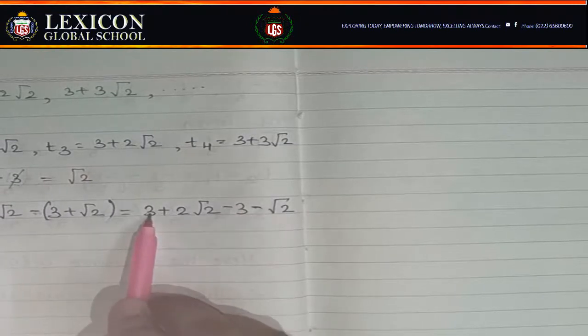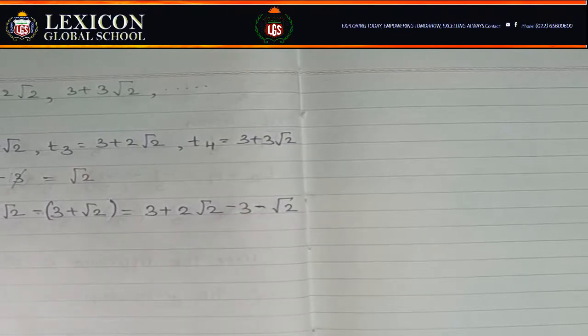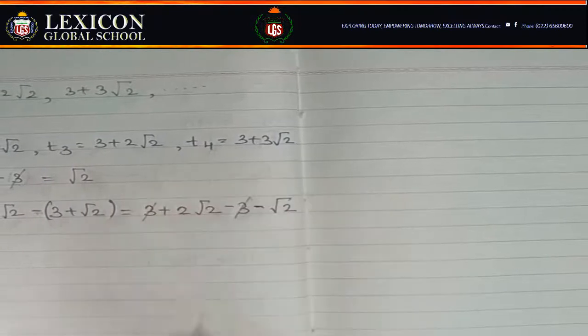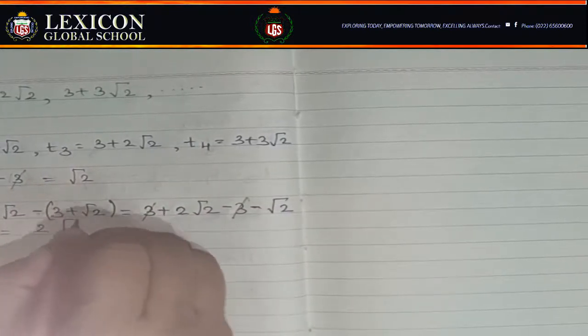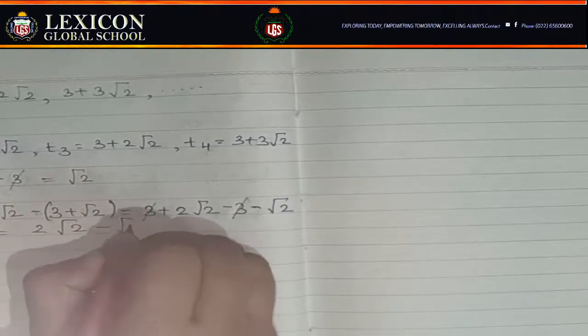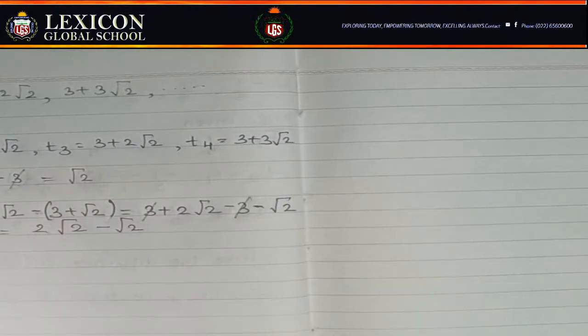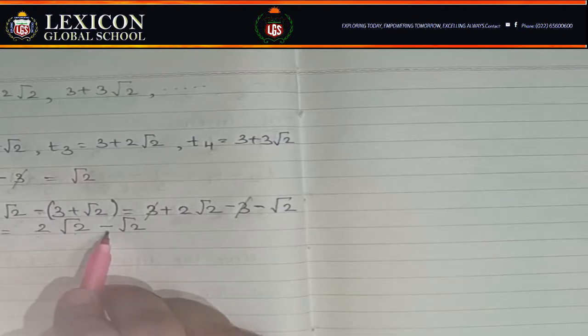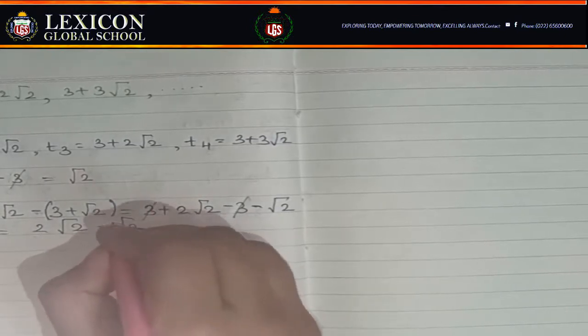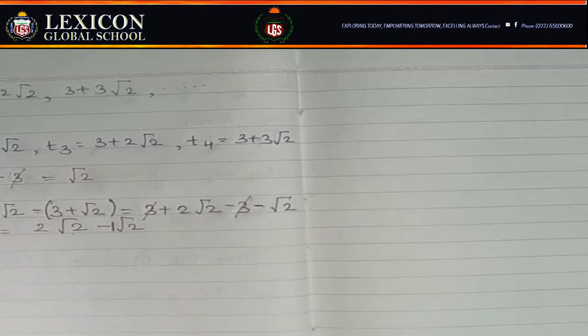So plus 3 minus 3, they will get cancelled. The things that remain are 2 root 2 minus root 2. Now this first root 2 is having a coefficient, and this root 2 is not having a coefficient. That means over there we have 1 as a coefficient.